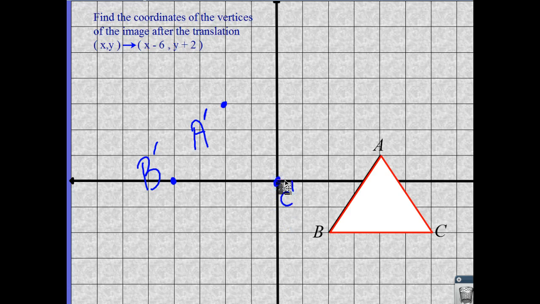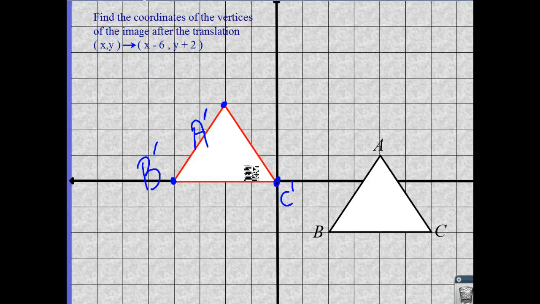So my new picture, when I translate it 6 to the left, watch it now. 1, 2, 3, 4, 5, 6 units to the left, and how many units up? Good. 1, 2, and there we have a translation, a movement of our polygon from one part of the grid to the other part of the grid. Okay, now let me fix that B prime up there. Okay, you see the difference? We're shifting the polygon.